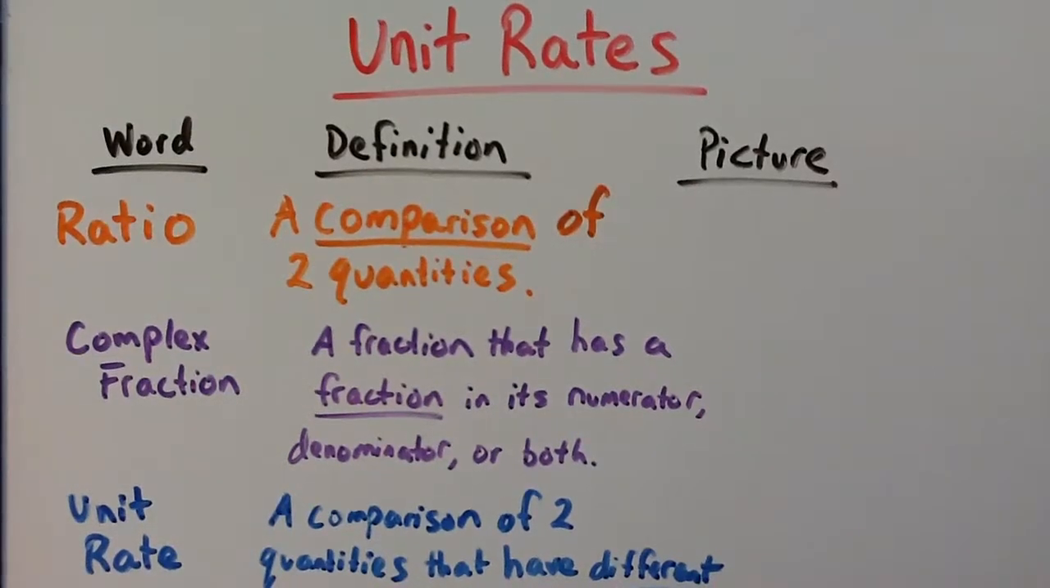Lesson 4.1 on unit rates. We'll first start off with 3 keywords and then do a few examples together. The first keyword is ratio.